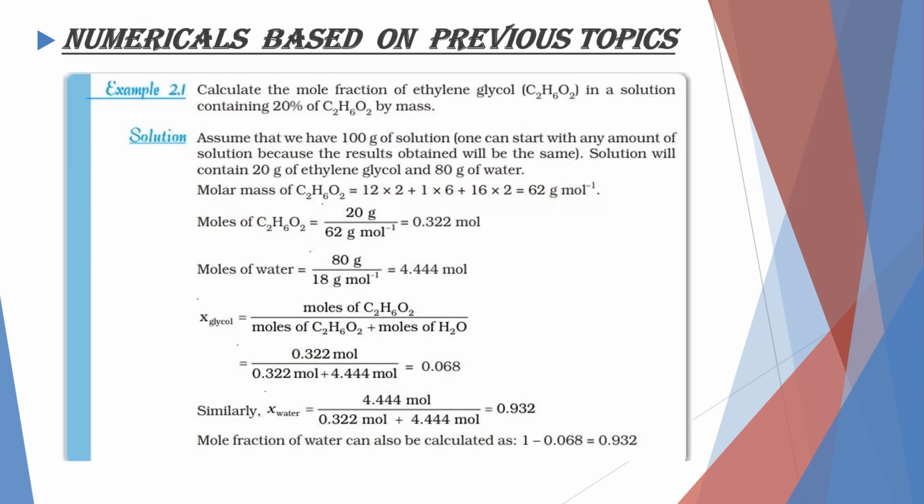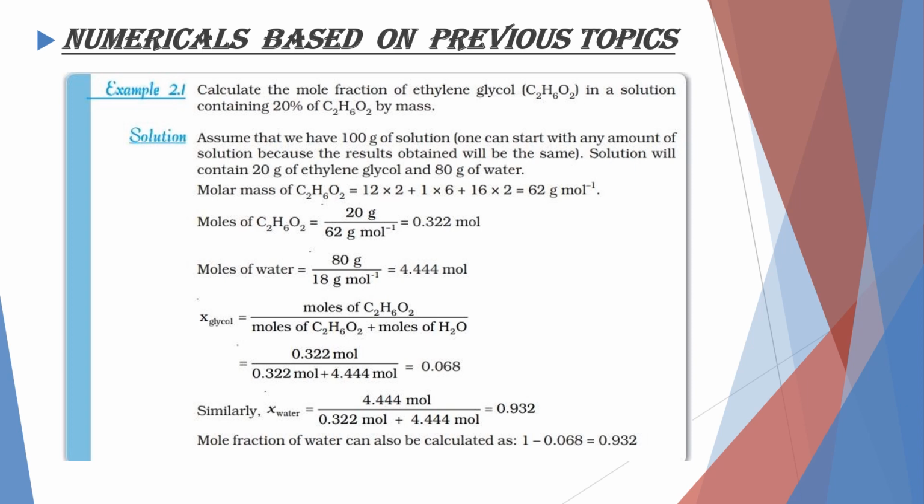Now students, we have done all the topics of concentrations. Here are the numericals, specially taken from NCERT, and I hope all of you are doing the questions from the NCERT book. Here is one example. Calculate the mole fraction of ethylene glycol in a solution containing 20% of C2H6O2 by mass, right? So we have one solute and another solvent, right?